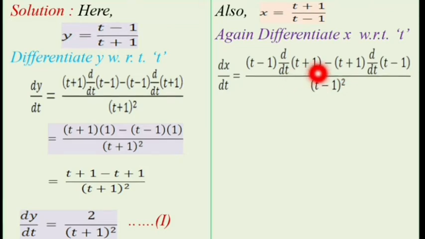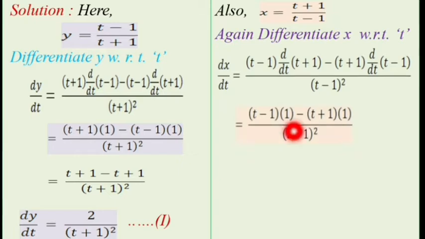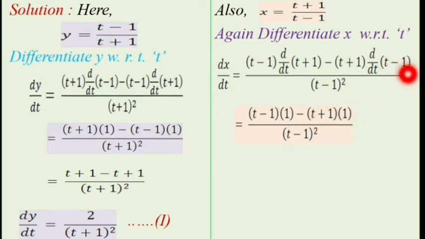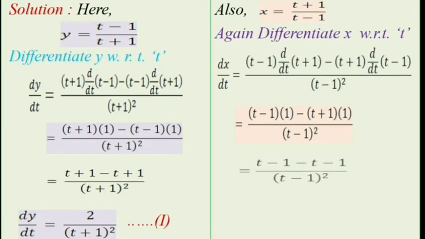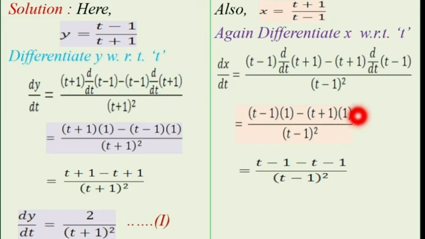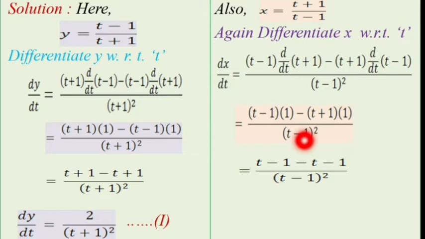Again taking the derivative of t + 1 and t − 1, we get dx/dt equals (t − 1) into derivative of (t + 1), that is 1, minus (t + 1) into derivative of (t − 1), that is 1, whole divided by (t − 1) whole square. And therefore taking only the multiplication, dx/dt equals (t − 1) into 1, that is t − 1, (t + 1) into 1, that is t + 1, but again here minus into plus is minus t, minus into plus is minus 1.